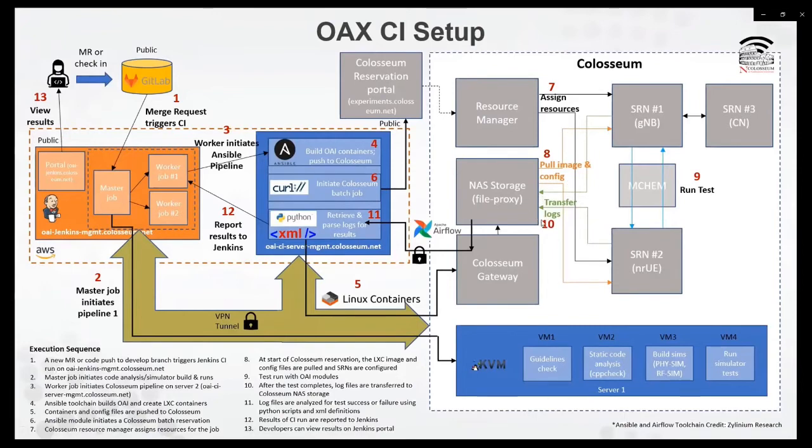Colosseum runs this complete test based on this batch job configuration, and then eventually makes the log files available in the NAS storage at the end of the test. We also have deployed an Airflow toolchain that automatically retrieves the log files from Colosseum NAS storage onto the CI server. The CI scripts on the CI server will parse and check test status and make the results available to developers via GitLab in the same fashion as is done in Eurecom CI currently. So the addition of the CI would be seamless for OAI developers.